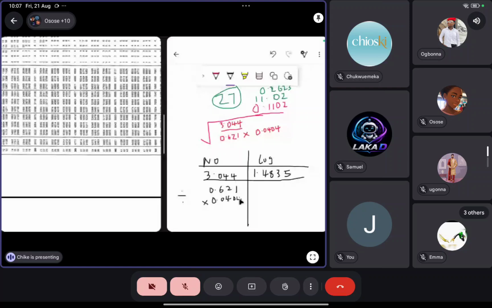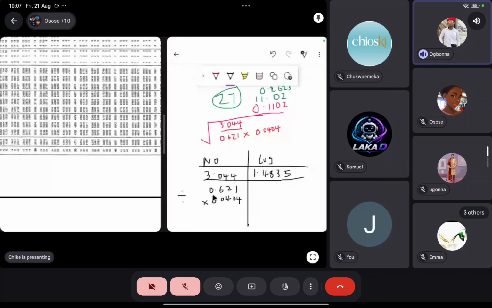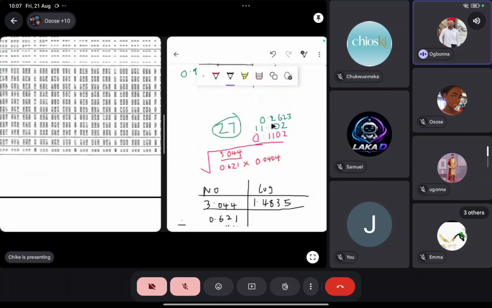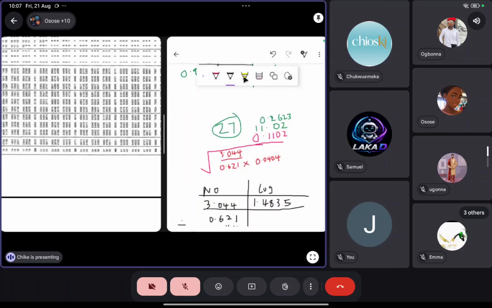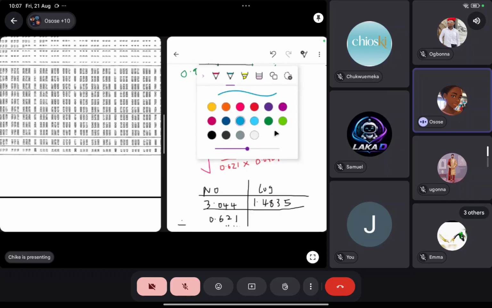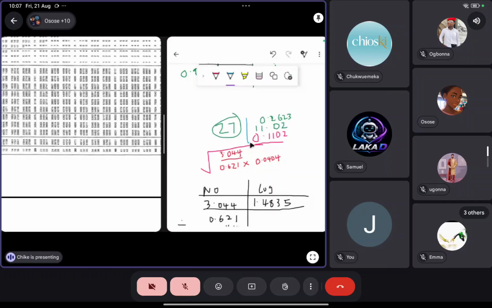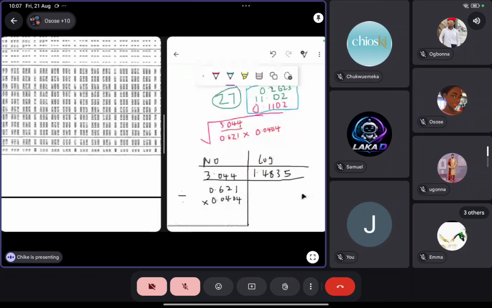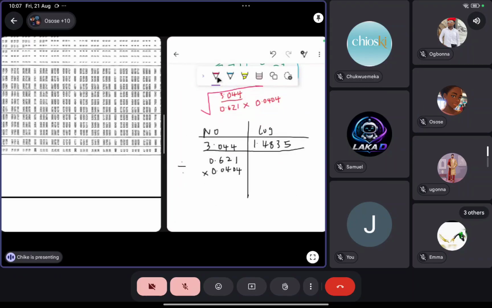Wait, before you solve, I've got my answer. Okay, what's your answer? 11.02. So we have three 11.02s. Okay, we'll find out. Thank you for your input.